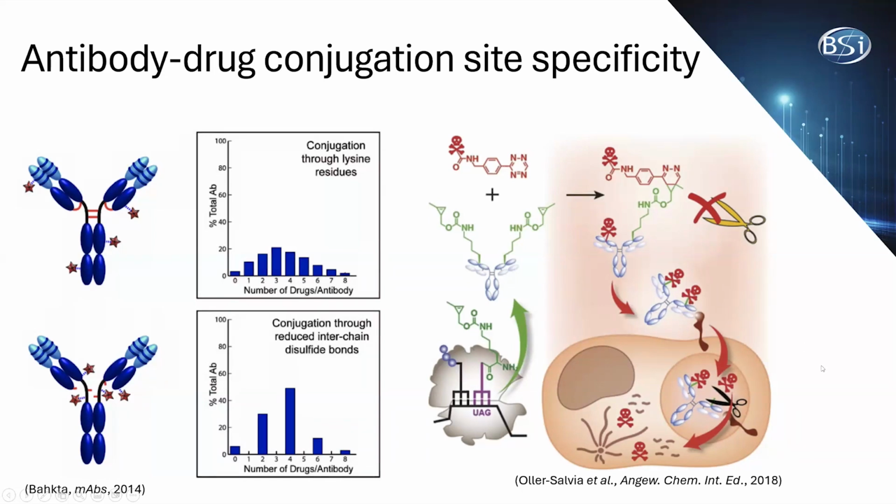This still does have some drawbacks. It can be a fairly inefficient process in terms of the yield of antibody that you can get from these cell lines. These expression systems tend to be fairly toxic to the cell, and the cells don't grow so well. But nonetheless, it is very effective at attaching that payload to the desired site.